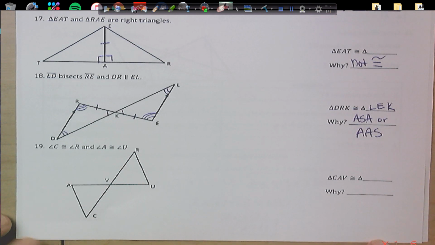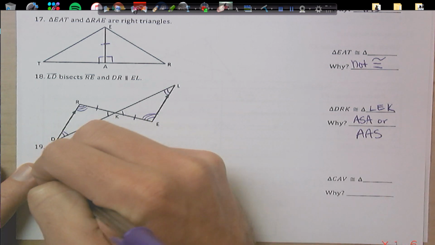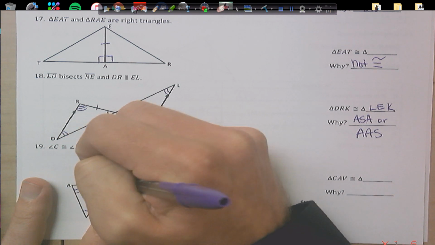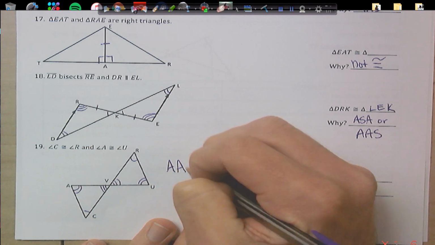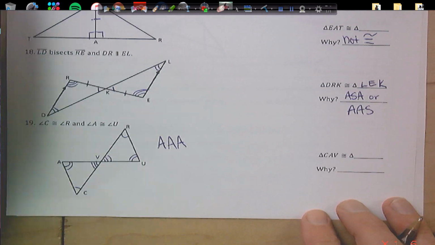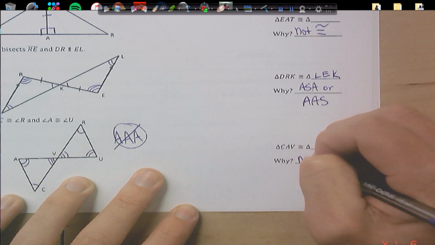Last but not least, C is congruent to R, A is congruent to U. Notice how I'm using double curves. It never said that AU was congruent to CR, so we have to make sure we're using double or triple ones. And then V right here is vertical. We're going to set those equal. So here I have AAA, but as I wrote at the very top of my paper, these are the only methods we can use. I don't see AAA, so when I get down to 19, I'm going to go with not a possibility. That doesn't work, so we're going to say not congruent.